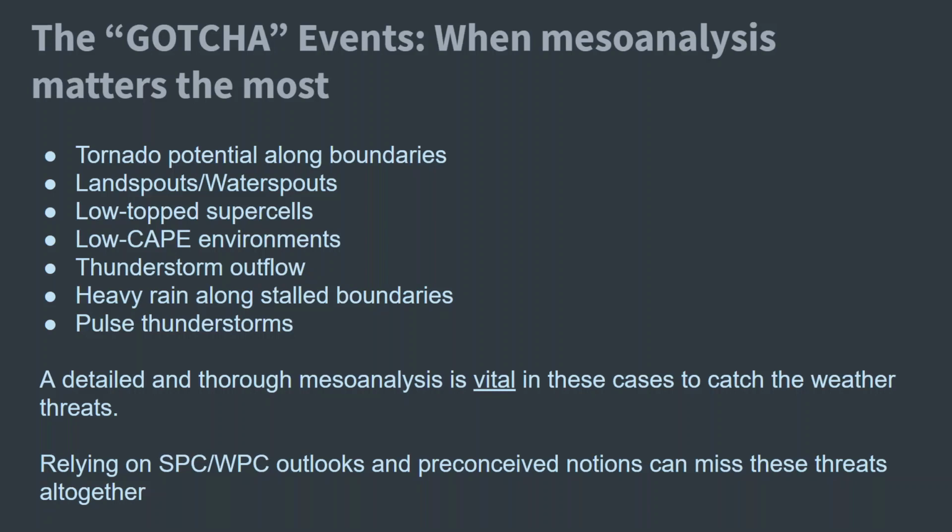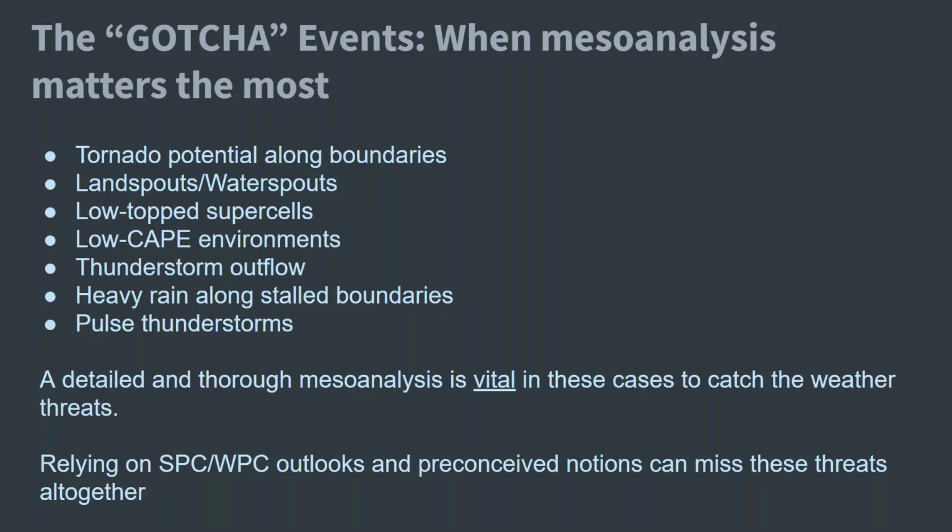These low top supercells, these low CAPE environments, they really get us. And you have to have a keen eye on your mesoanalysis to see just what slight little modification to one little parameter like your surface dew point could have big impacts on what the weather ends up doing. Thunderstorm outflow, heavy rain along stalled boundaries. How many times has that got us where you get training storms over a boundary, a subtle boundary, but just like the Houghton, Michigan example, where all of a sudden you're not getting an inch of rain, you're getting 5 inches. Pulse thunderstorms. You have to do that detailed and thorough mesoanalysis many hours before, hopefully, to even capture what could go wrong, and then keep your mesoanalysis going to see if that is in fact taking place.